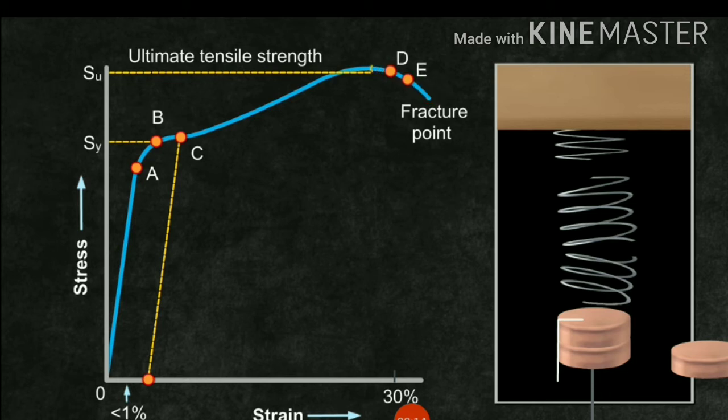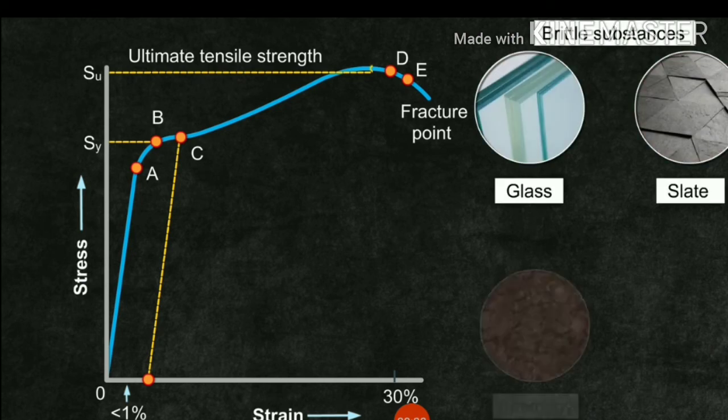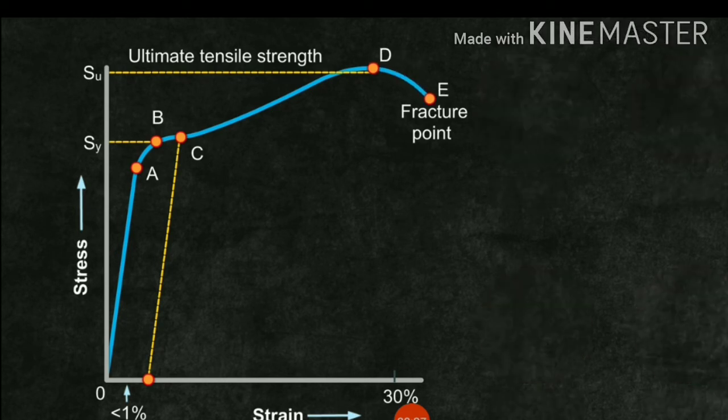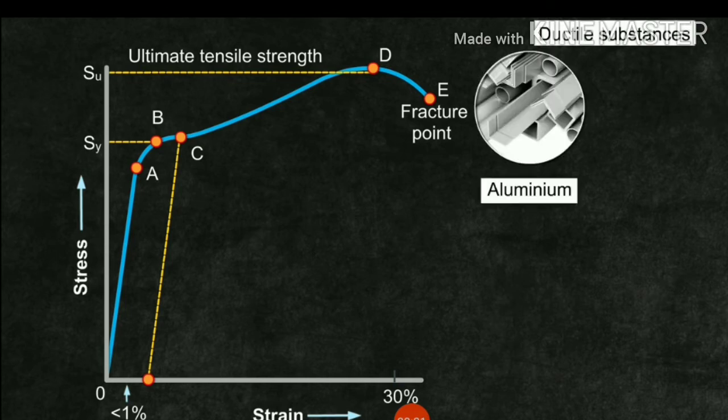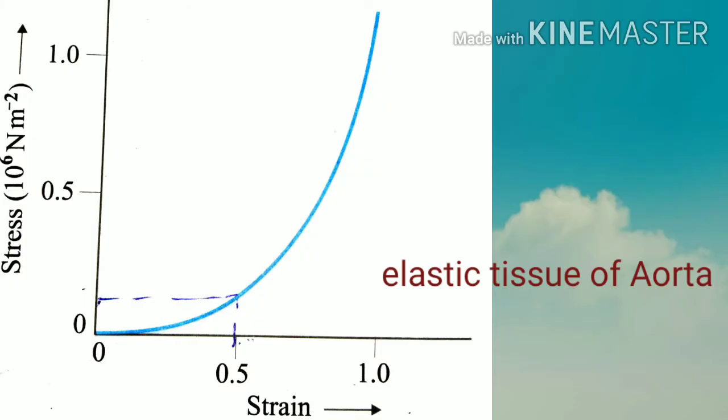If the ultimate strength and fracture point are very close, the material is said to be brittle. Examples: glass, slate, antimony, bismuth, etc. When D and E are far apart, the material is said to be ductile. Examples: aluminium, copper and steel. The above explained graph shows the stress-strain curve for a typical metal.